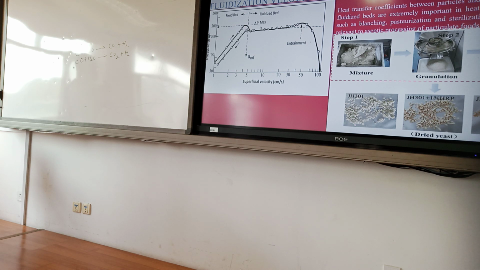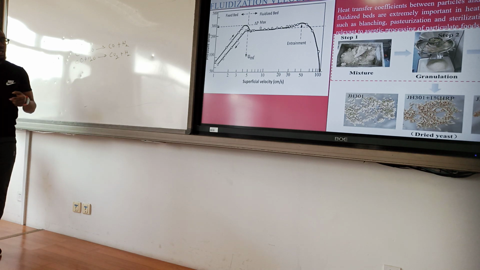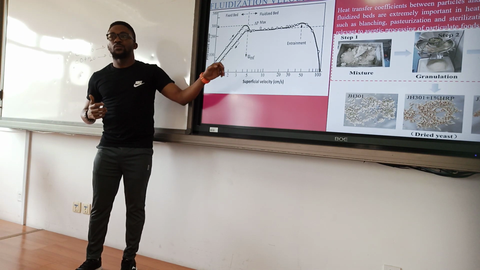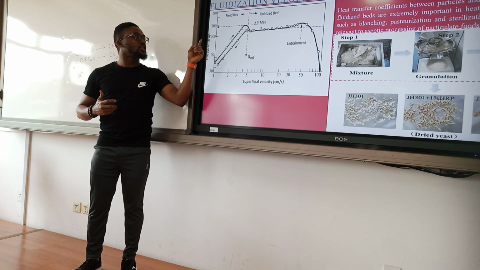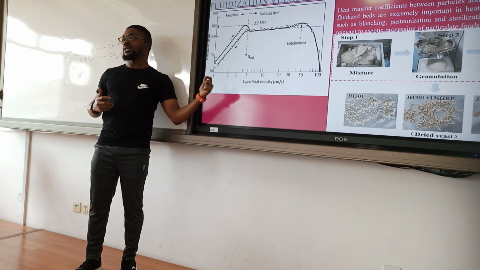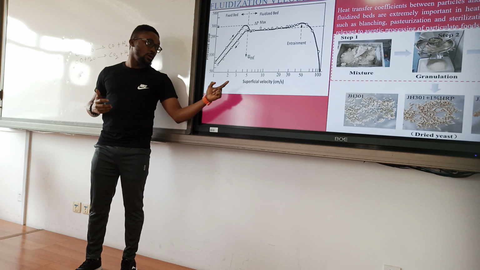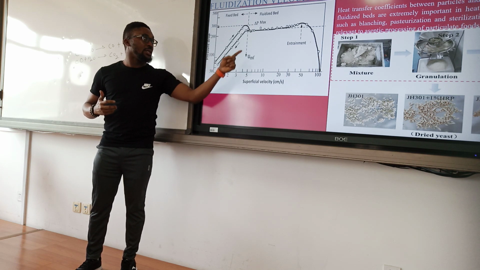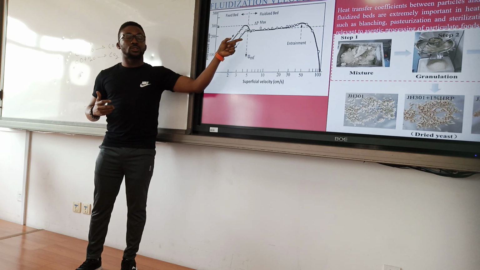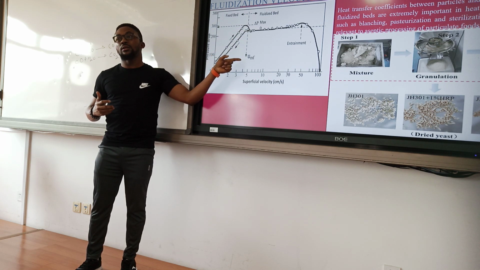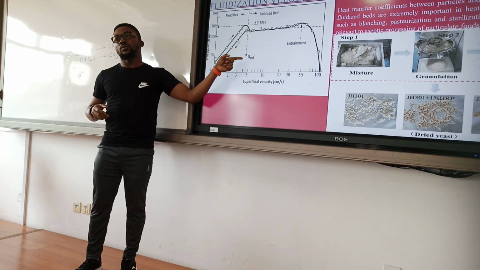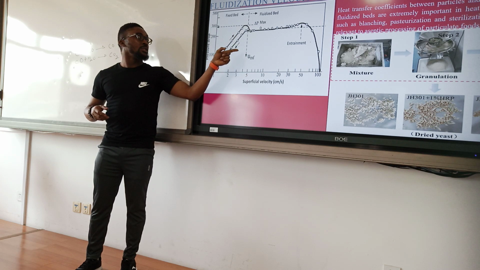Now, what is actually minimum fluidization velocity? From this diagram, you could see UMF. It's showing the relationship between the pressure drop and the gas superficial velocity. This intersection can give you the minimum fluidization velocity.